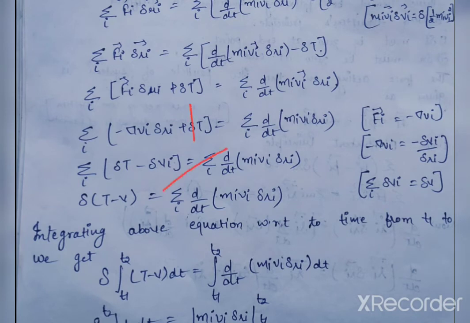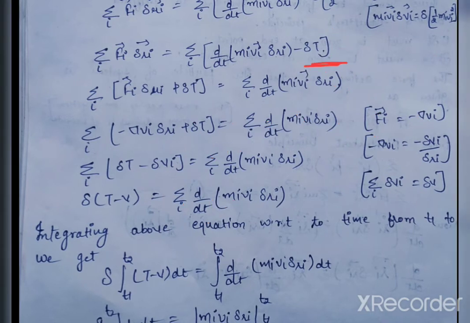As we know that half mi vi square is equal to kinetic energy, that is T. We put T here. Now this δ term we bring to the left hand side. लेफ्ट हैंड साइड लाने के बाद we get summation Fi δRi plus δT is equal to summation d by dt of mi vi δRi. As we know that force is equal to the minus of gradient of potential. Now we put the force value, we get this term.